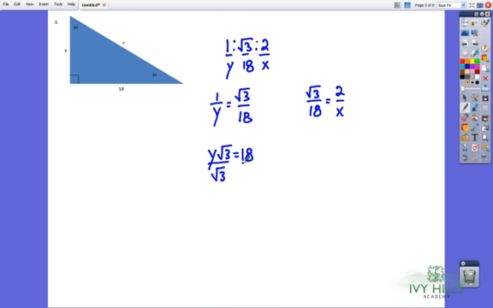Dividing both sides by root 3 will give me y equals 18 over root 3. We must rationalize this denominator because we're not allowed to have a radical in the denominator of a fraction. Multiplying by root 3 will give me y equals 18 root 3 over 3, and 18 divided by 3 is 6 root 3.